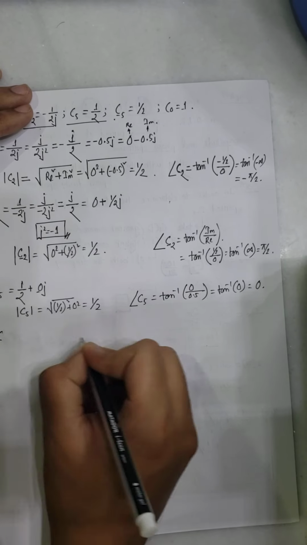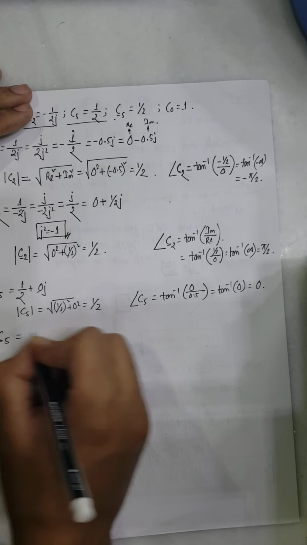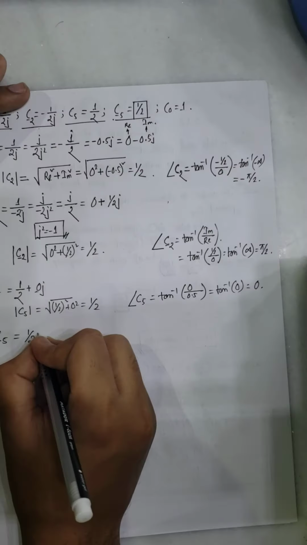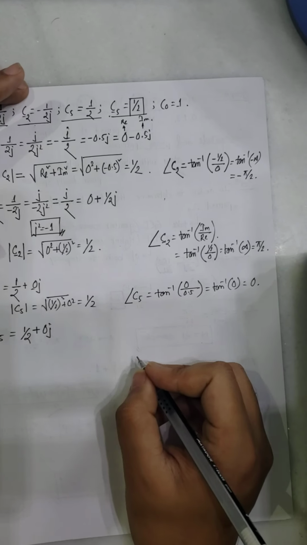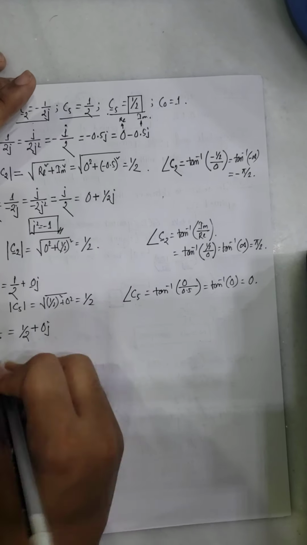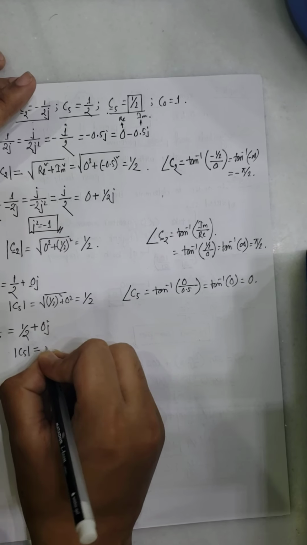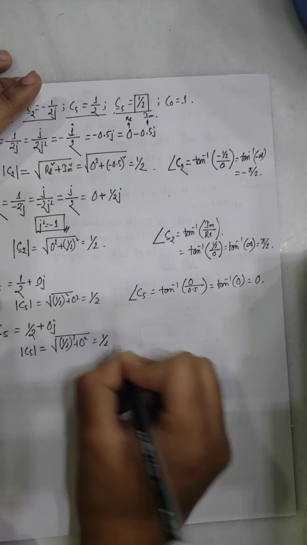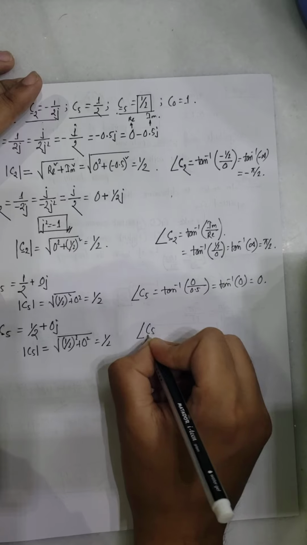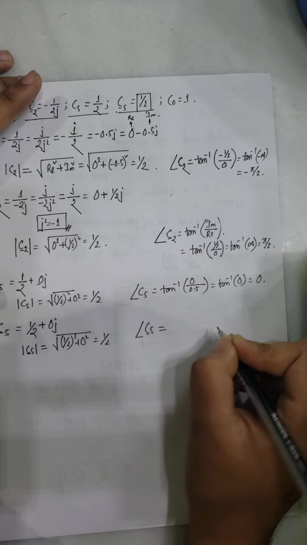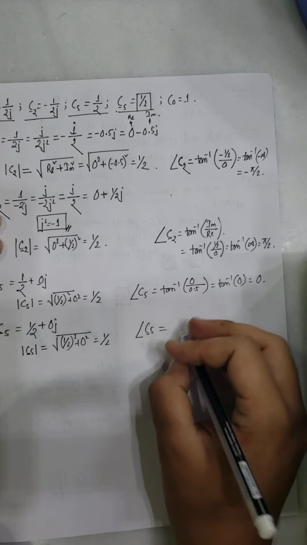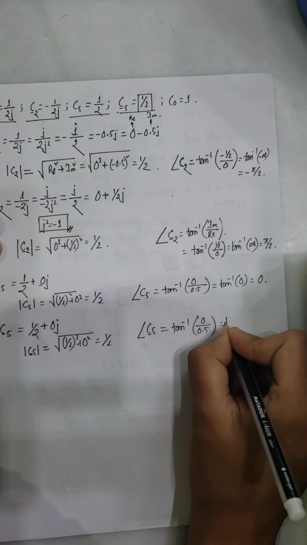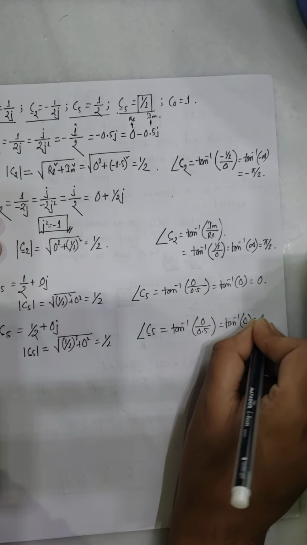Similarly, for C of minus 5 we get the value half, which also yields the value of half plus 0j, and the magnitude equals root over half squared plus 0 squared, which is equal to half. The angle of C of negative 5 is equal to tan inverse of 0 over 0.5, tan inverse 0, which equals 0.